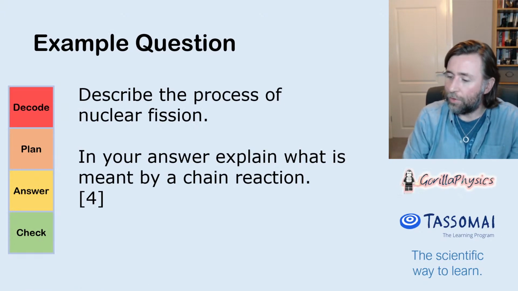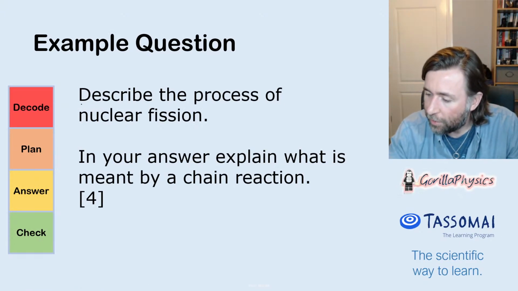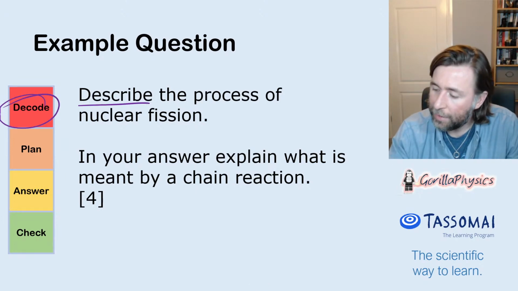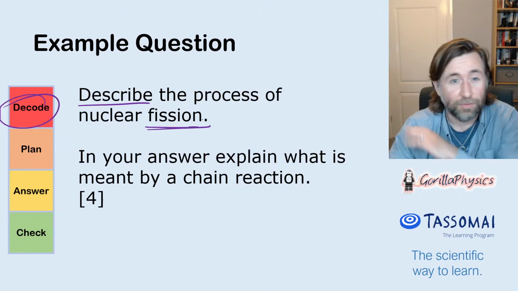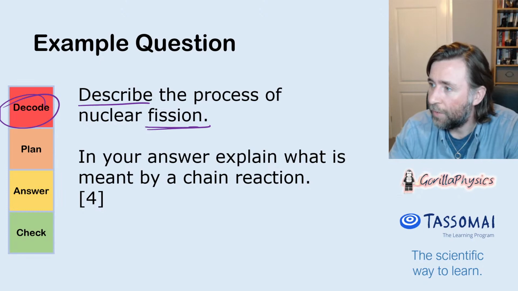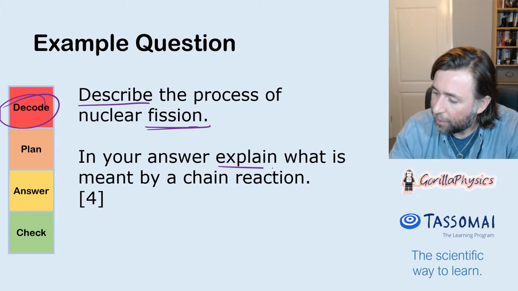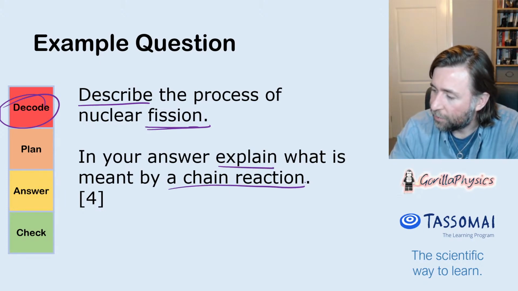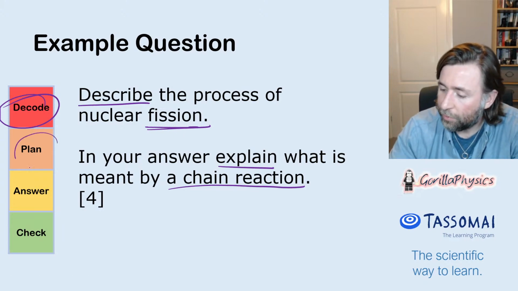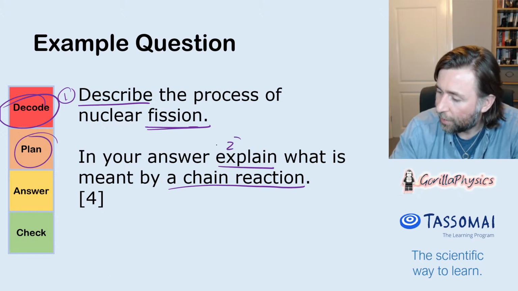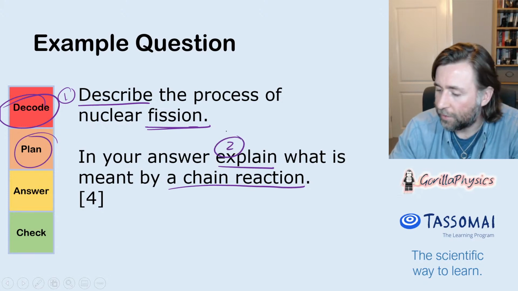So let's describe the process of nuclear fission. This is describe, decode. It's fission we're talking about, so we can forget everything about fusion so far. And in our answer, we're going to explain what is meant by a chain reaction. So let's describe the process of nuclear fission. That's our first part, and then we're also going to need to remember to explain what is meant by a chain reaction. That's our plan.